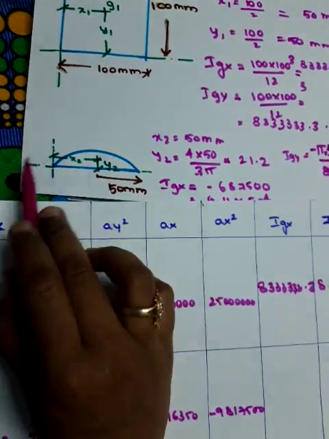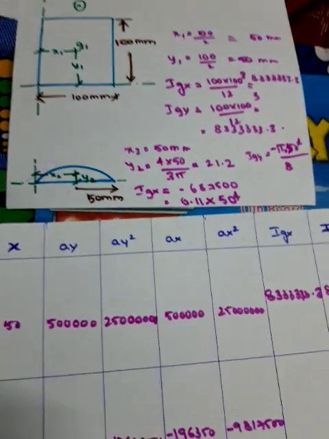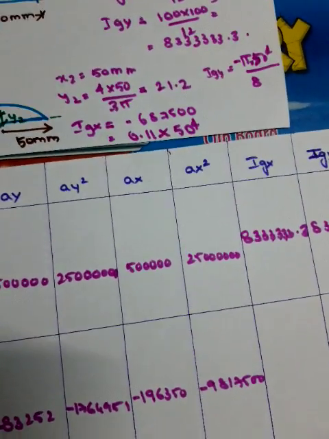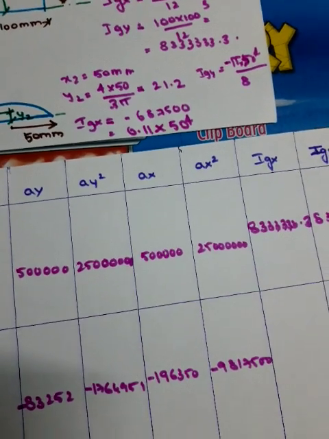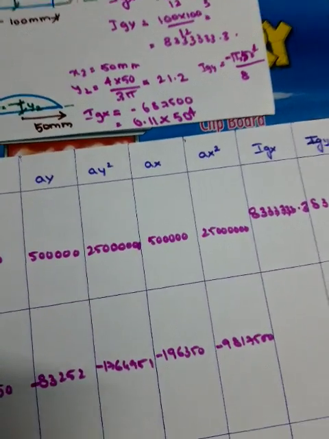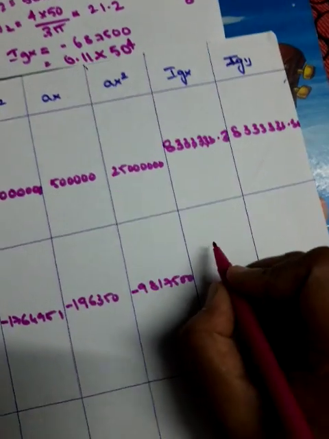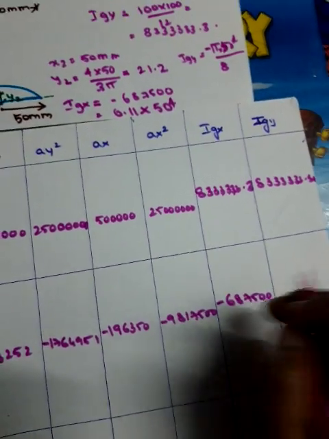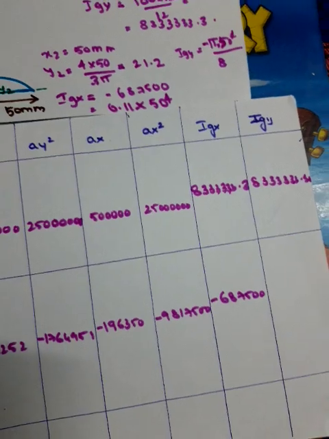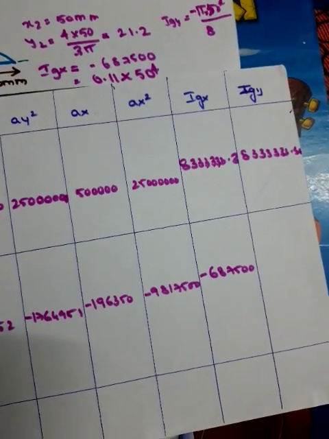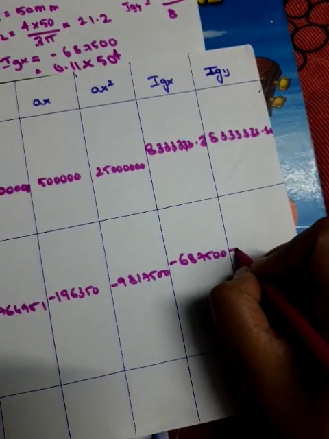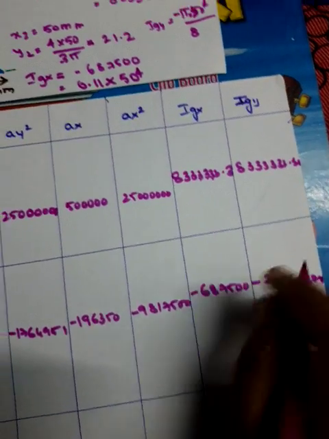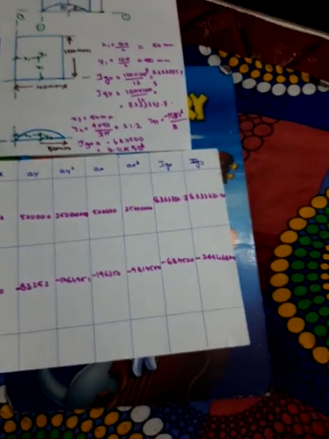That means you just see in what direction the semicircle is. For this particular semicircle, you will be getting Igx is 0.11 into r to the power of 4, and Igy is pi r to the power of 4 divided by 8. Okay, so this is minus 687500. Why I am taking negative is because I am deducting the area here. That's why your moment of inertia also will be negative there. So this value is 2454687.5.